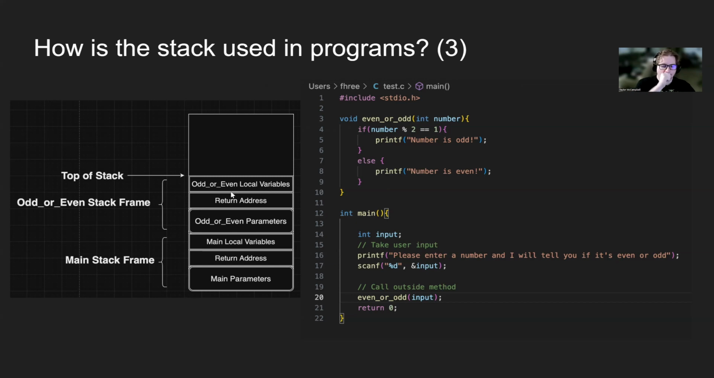When we execute the even or odd function, and it's done printing whether the number is even or odd, it uses this return address to jump back to line 20 where it was executing and keep going in main. So that's where those return addresses point. And this is how a stack is used in a program.